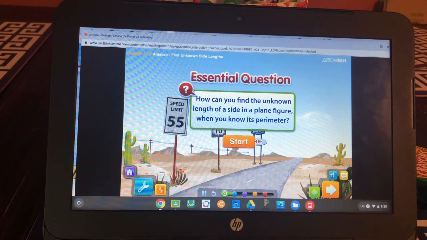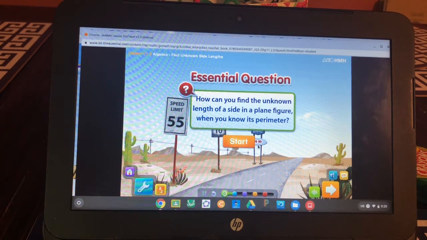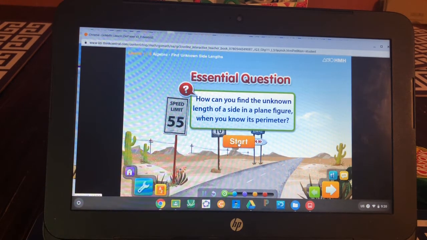How can you find the unknown length of a side in a plane figure when you know its perimeter? So that's our essential question for today. I want you to look at the words unknown length and perimeter. Those are our focus words today.